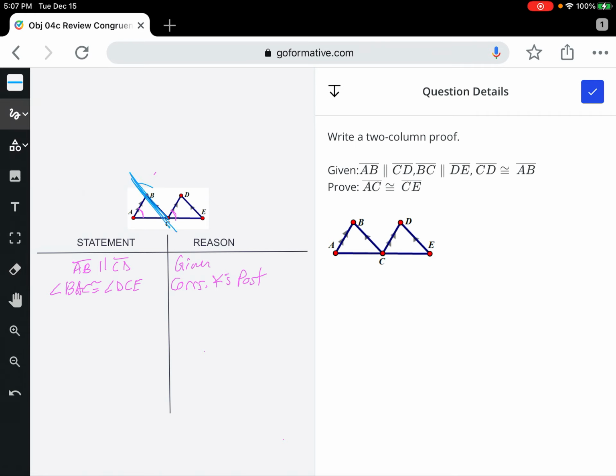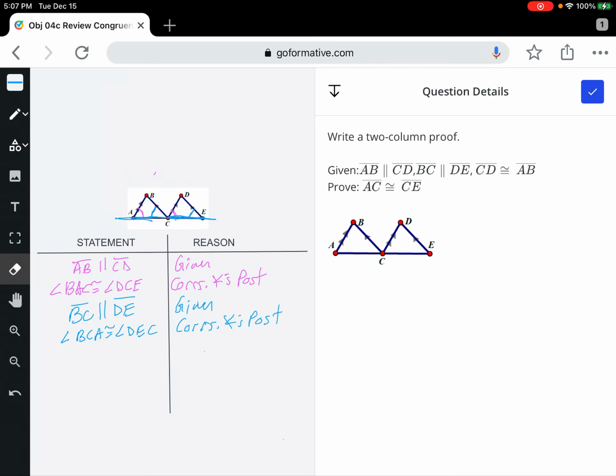side BC is congruent to DE, and here's our transversal, which also means that this angle must be congruent to this angle. Those are also corresponding angles. So I'm going to write that out. Make sure you write all of your givens. So BC is parallel to DE. That's given. And I also know angle BCA must be congruent to angle DEC. Okay, also corresponding angles postulate.